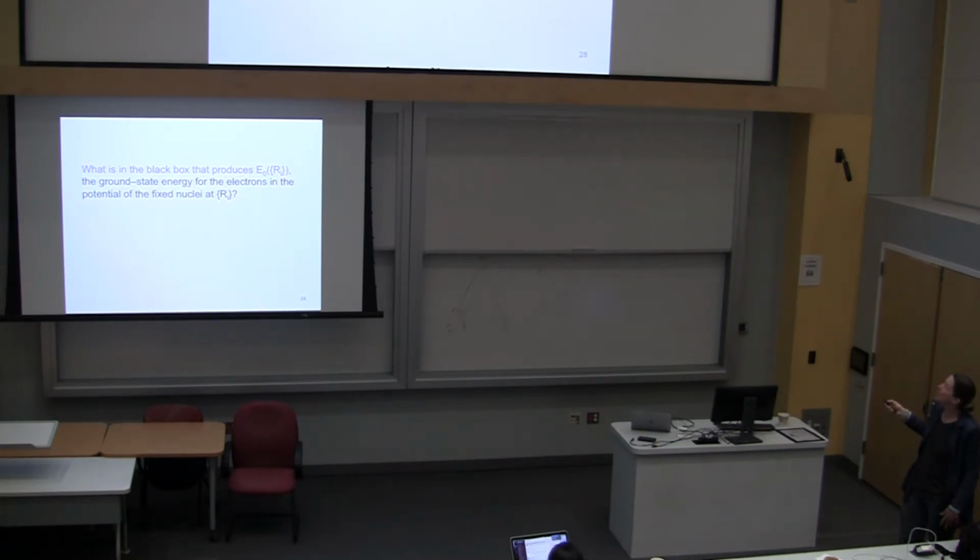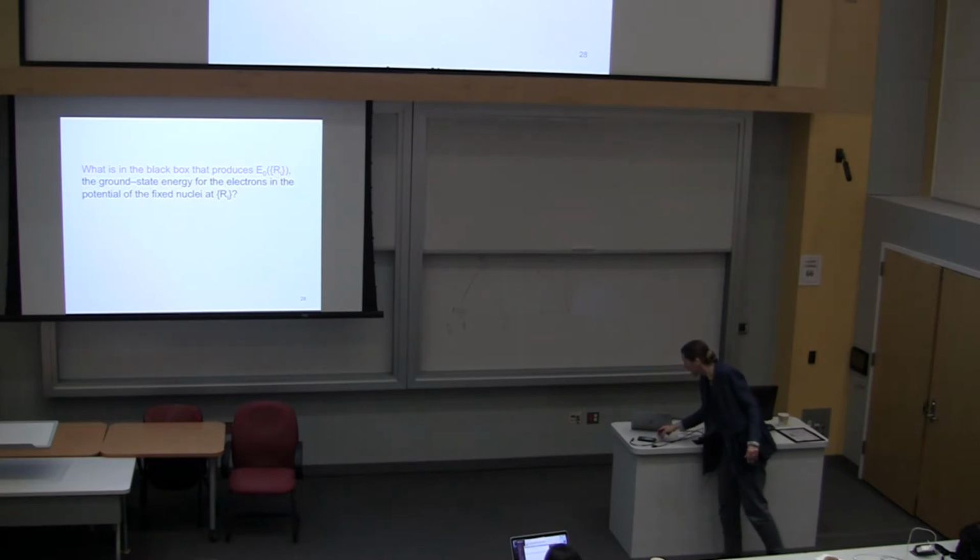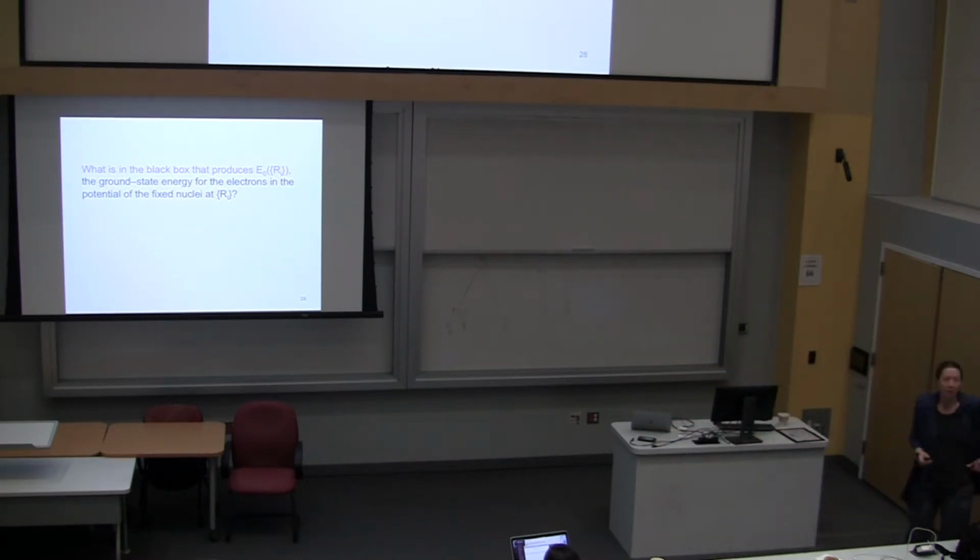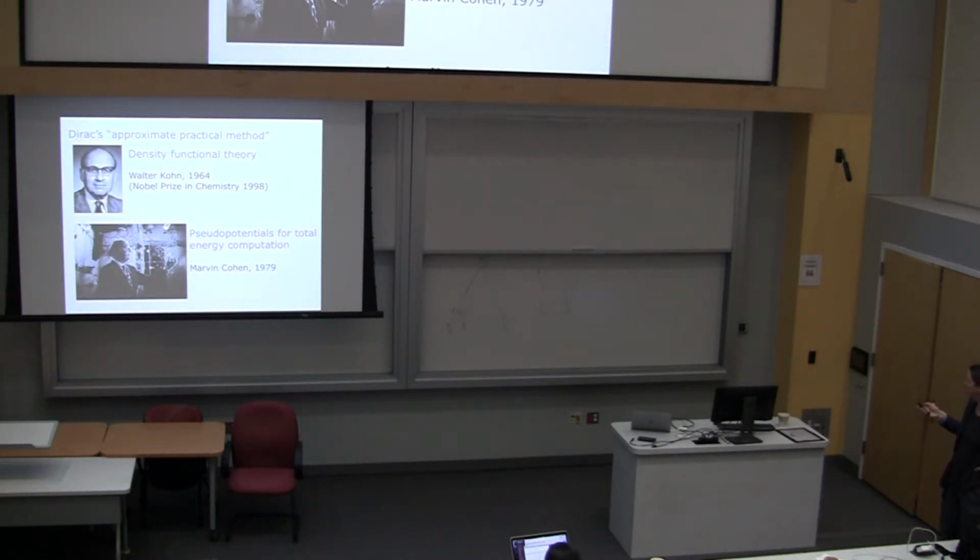And then the question is, what is in this black box? Again, we want to get back on schedule here. So if I can compute this, I can predict structure and phonons, right? But what is in this black box, and how much can I trust the black box for different kinds of materials? So again, there are two ingredients that go into the black box: density functional theory and pseudopotentials.